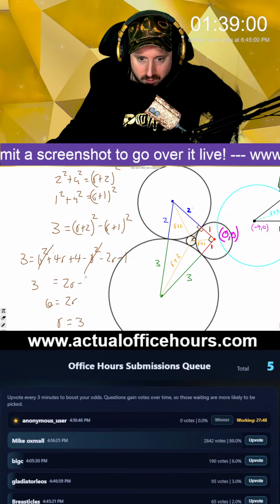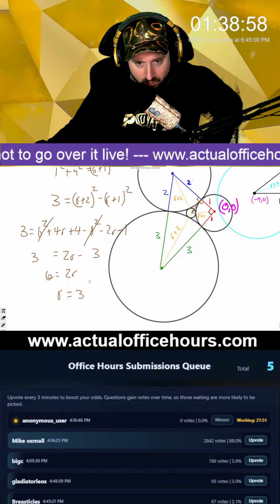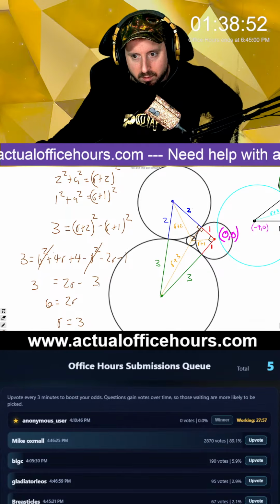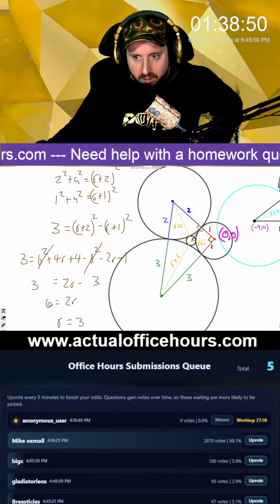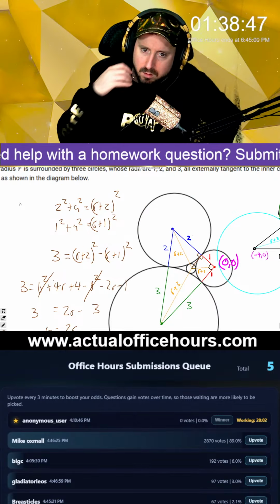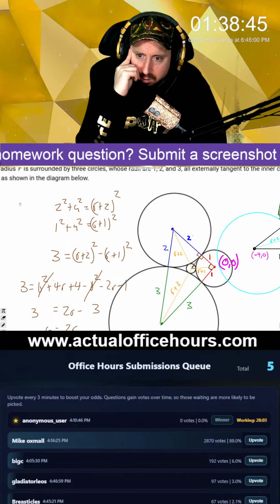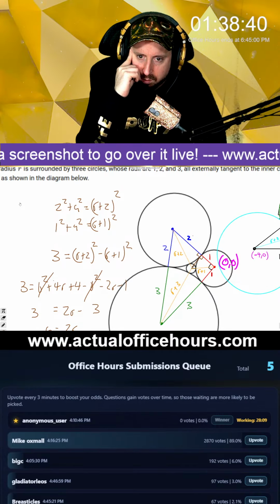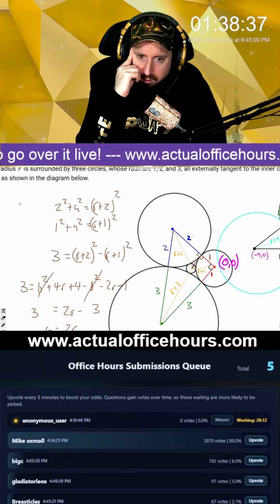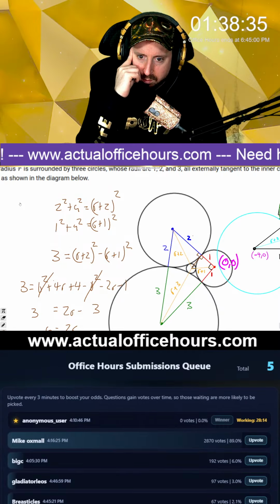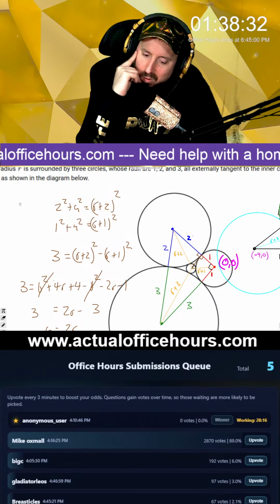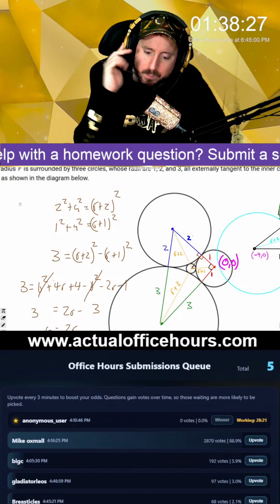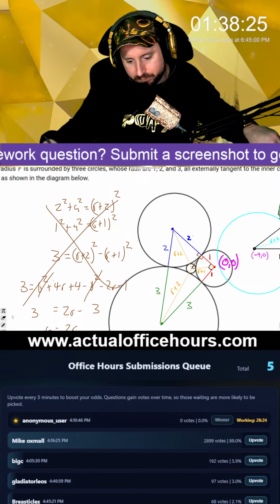4 minus 1 is 3. Wait, what? Wait, that gets me 2r is equal to 6. R can't equal 3. That doesn't make any sense. I don't think this works. Unless I screwed up, right? Wait. 2 squared plus a squared, right? 1 squared plus a squared. I'm not crazy, right? I don't think I'm crazy. Yeah, I don't think that works. 2r. Yeah, no. I don't think this works.